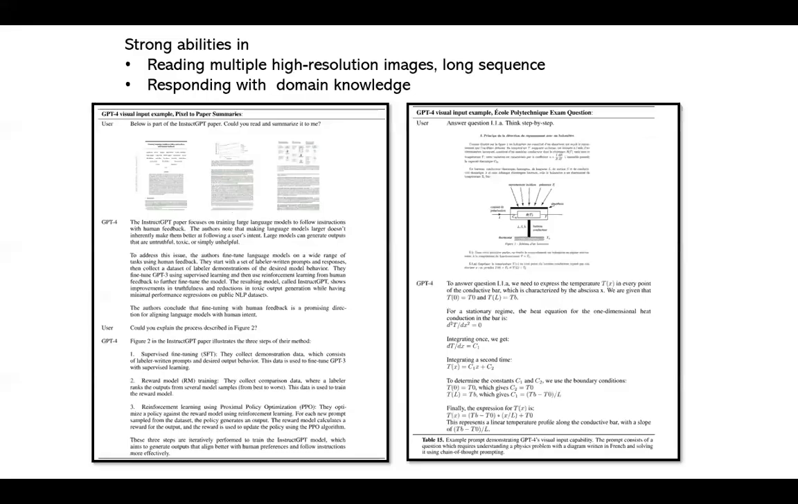I'll give you concrete examples. So in the multimodal GPT-4 paper, we also show more complex reasoning results, right? For example, given a paper as input, ask the model to summarize the paper, and apparently it requires the model to understand multiple high resolution images, and it can handle long sequences, right? It requires domain knowledge, and all of this requires a large training or more compute, and this is not affordable for most researchers.